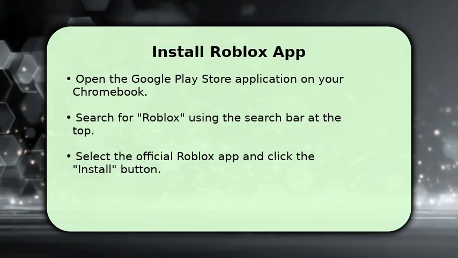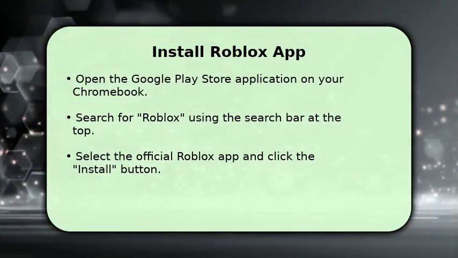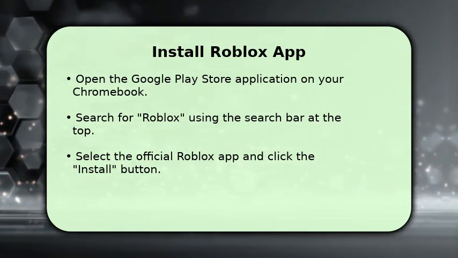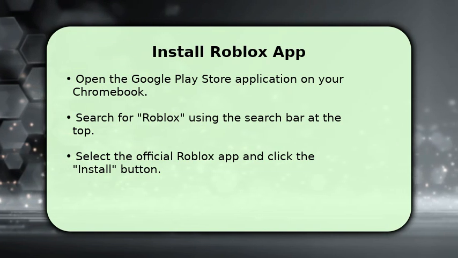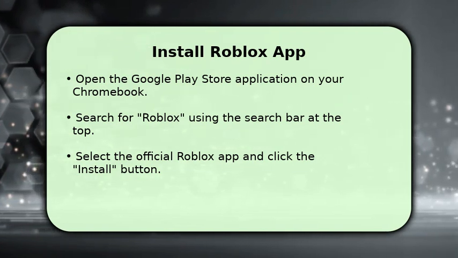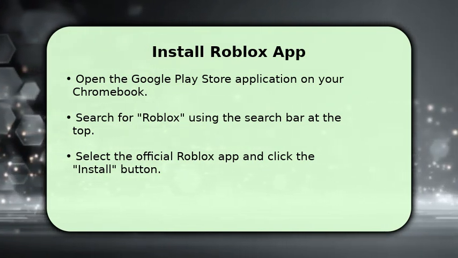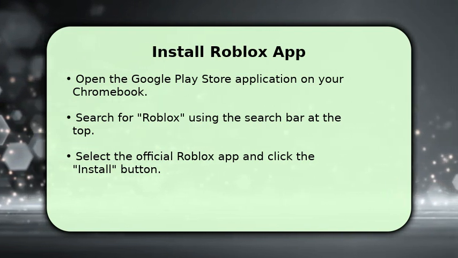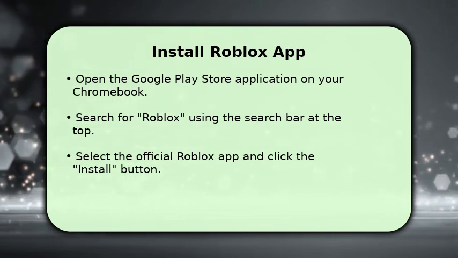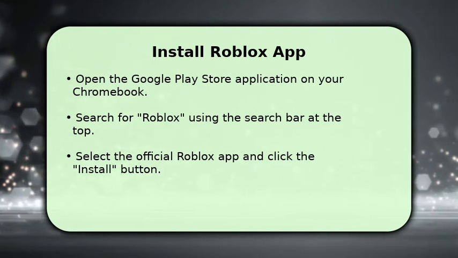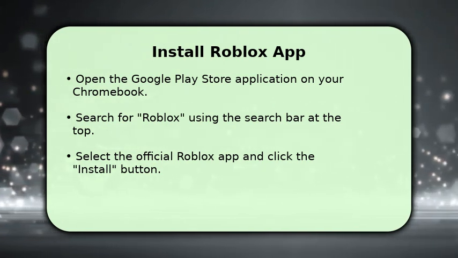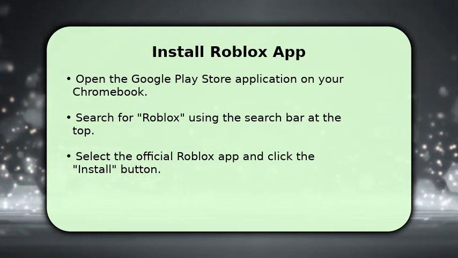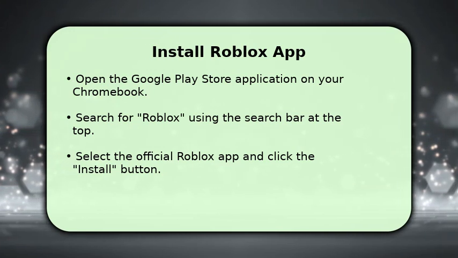Once the Google Play Store is enabled, finding and installing Roblox is very easy. Open the newly activated Play Store application from your app launcher. You'll see a search bar at the top. Type Roblox into it and press Enter. The official Roblox application, developed by Roblox Corporation, should appear as one of the top results. Click on it, then select the prominent Install button. The download and installation process typically takes only a few minutes, depending on your internet speed.